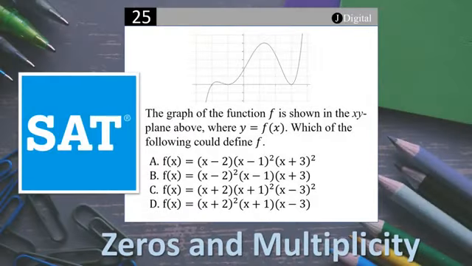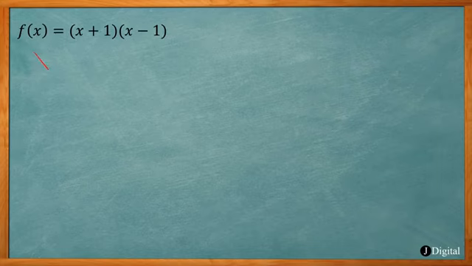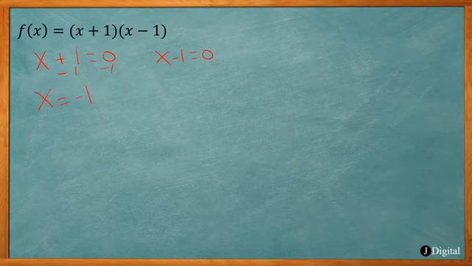In this video, I'm going to go over an example SAT math problem that deals with zeros and multiplicity. Now if I look at this function, if I wanted to find zeros of this function, I would set each parenthesis equal to 0 and solve for x. So minus 1, so x equals negative 1, add 1 here, x equals 1. So I would have zeros at x equals negative 1 and positive 1.